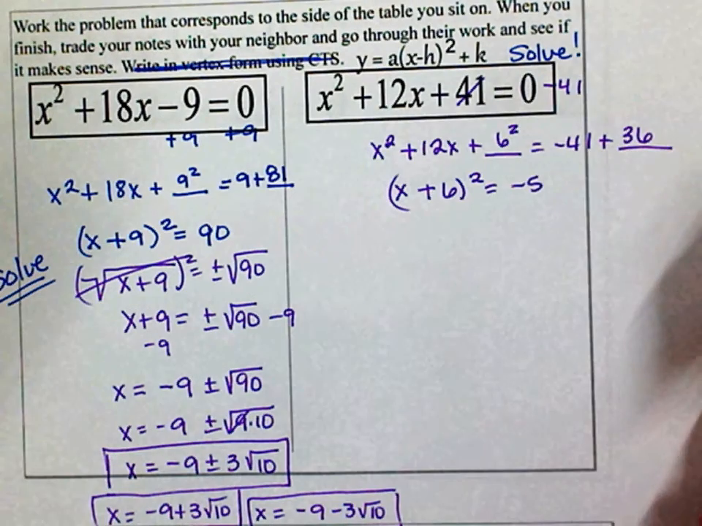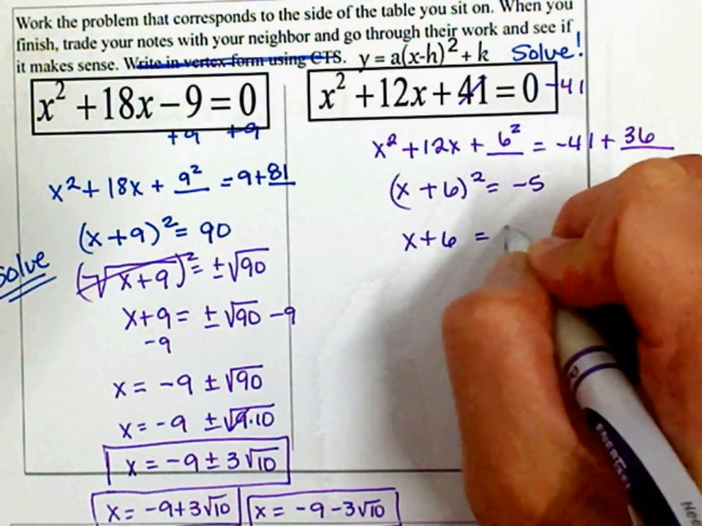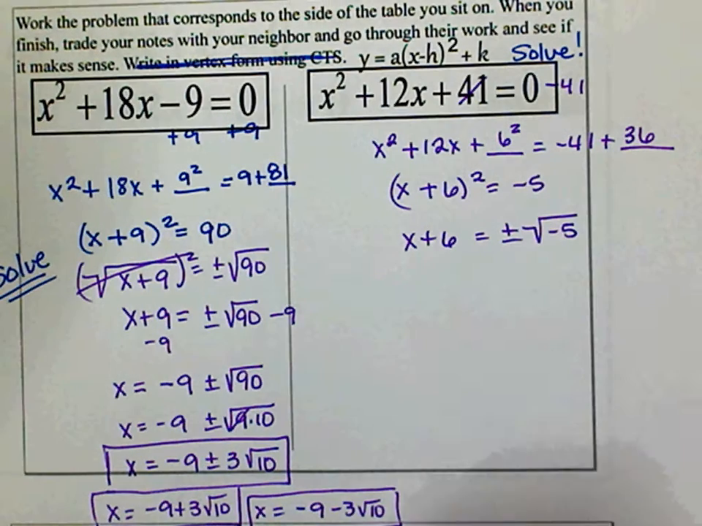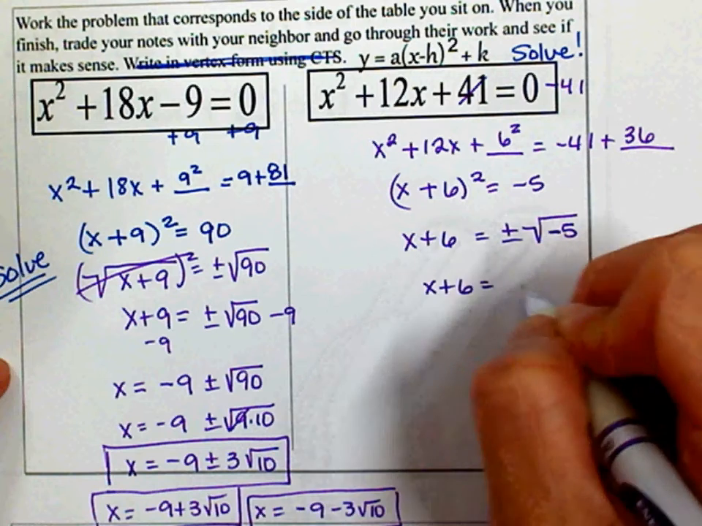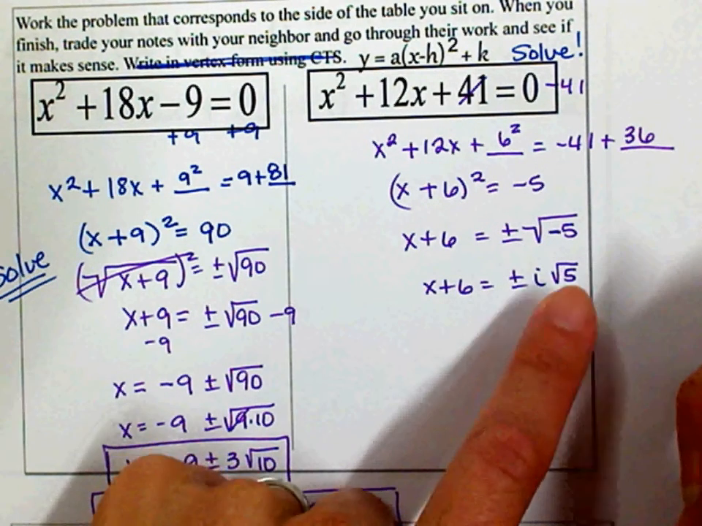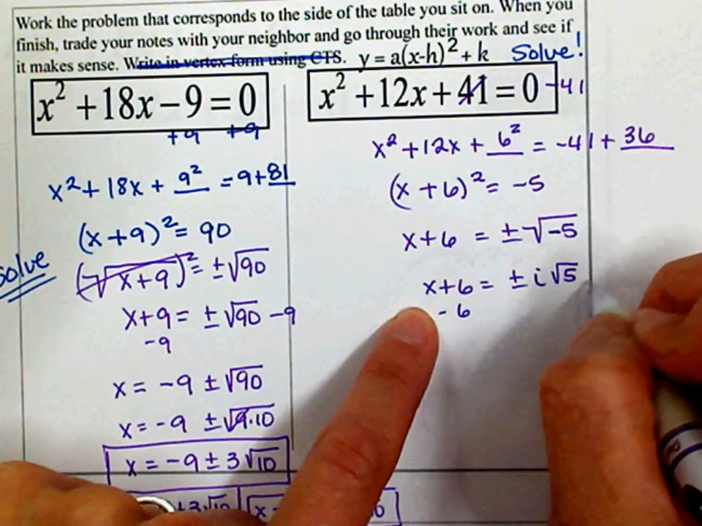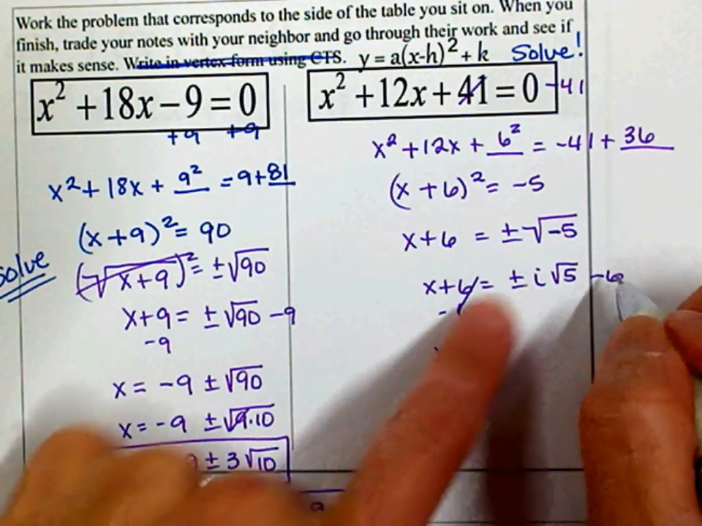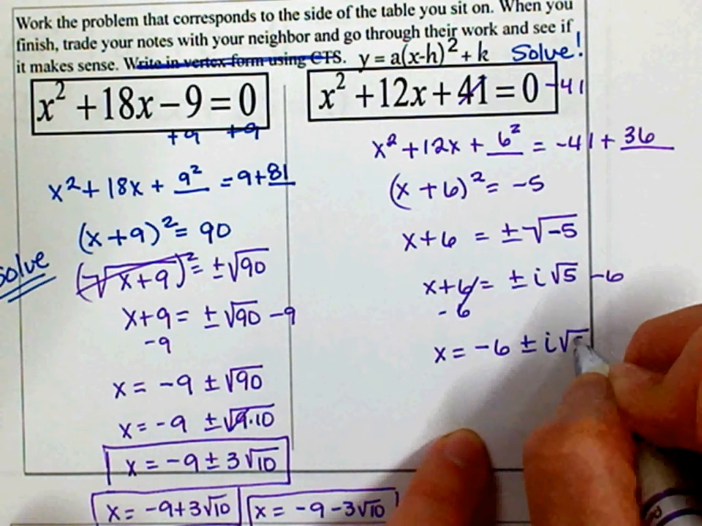So x plus 6 is equal to plus or minus the square root of negative 5. When you have a negative, it's going to come out as an i, so if you want to do that first, you are more than welcome to, or you can do it later. I'm going to go ahead and do it right now. How do I solve for x? You subtract 6 from both sides. So x is equal to negative 6 plus or minus i square root of 5. And you cannot make that any smaller, so there's your solution.